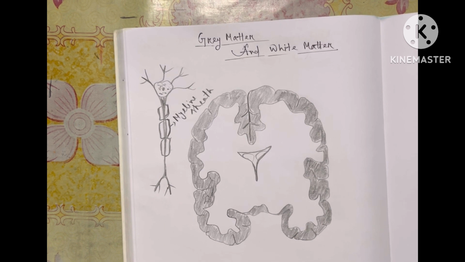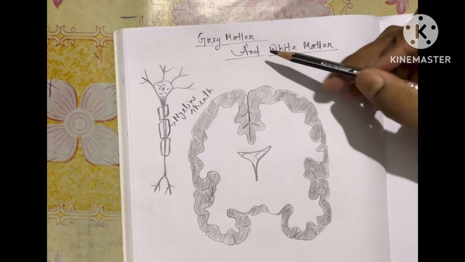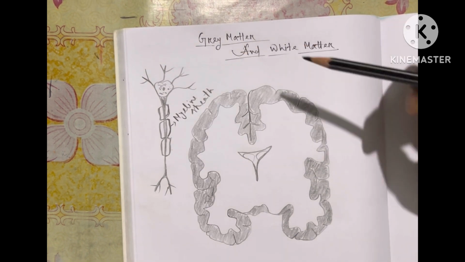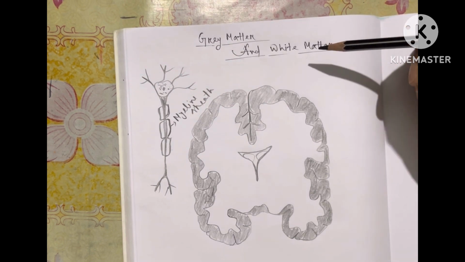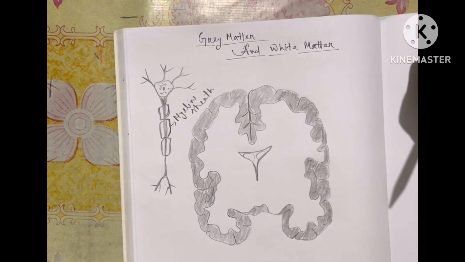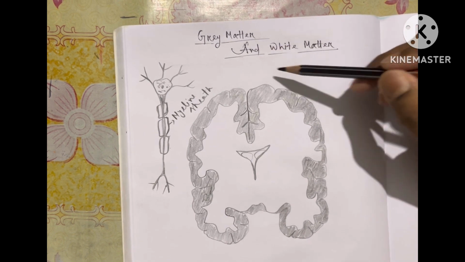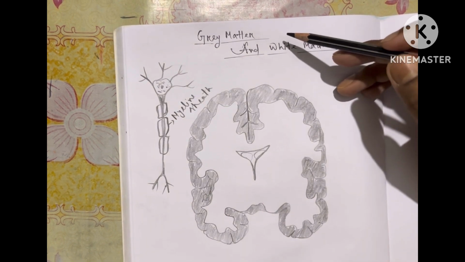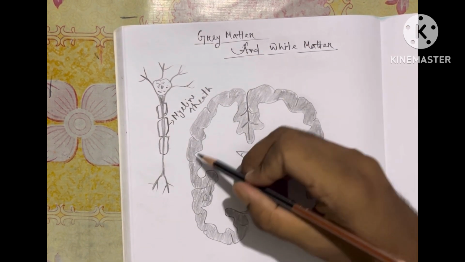So today we are going to discuss gray matter and white matter. So what are they exactly? How are these two terms related with each other? It is a major discussion in our central nervous system. So this is our brain.